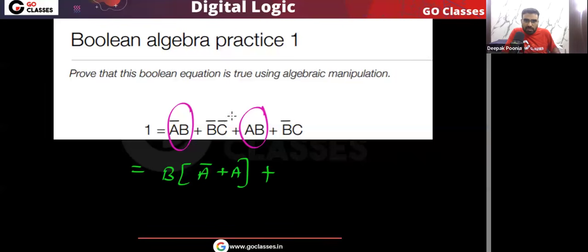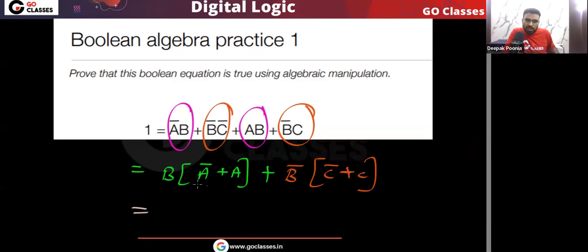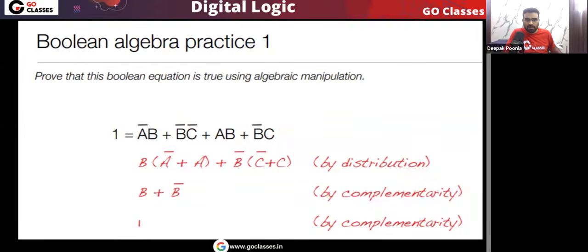Also you notice one thing. In this B bar C bar and B bar C, I can take this B bar out. Inside I will get C bar or C. So finally what we got? A bar or A, that will be 1. C bar or C, that will be 1. So I will get B or B bar and that will be 1. So 1 equal to 1. This is the proof. So we have proved it. Very simple. Okay.